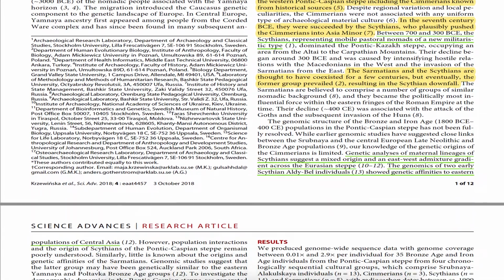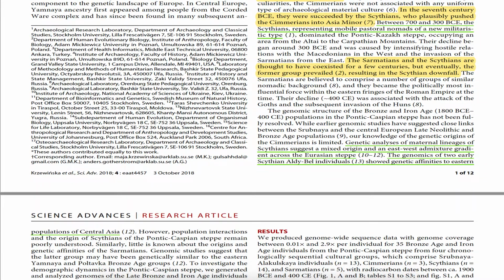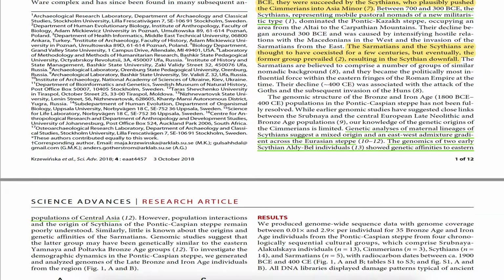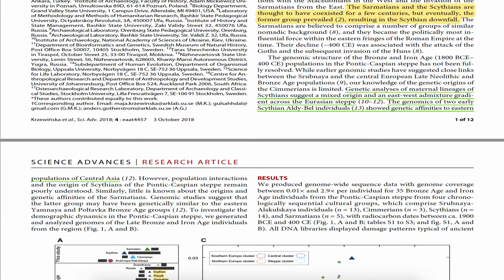Genetic analysis of maternal lineages of Scythians suggests a mixed origin and an east-west admixture gradient across the Eurasian steppe. The genomics of two early Scythian Aldy-Bel individuals show genetic affinities to eastern populations of Central Asia.